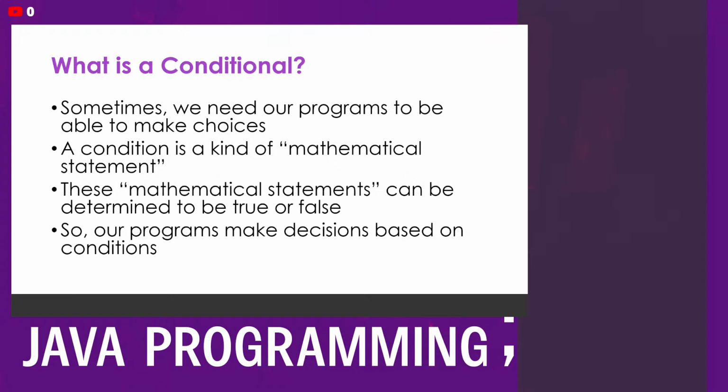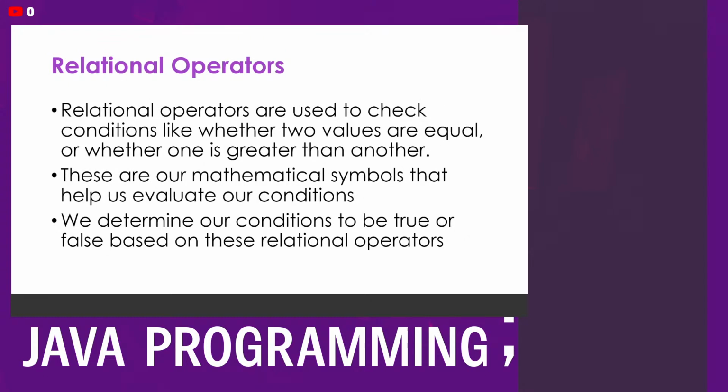Now, in order to make one of these conditions, we have what we call a relational operator. Relational operators are used to check conditions like whether two values are equal to one another, or whether one value is greater than or less than another. These are our mathematical symbols that will help us evaluate our conditions. In the examples in the module, we see some things we've probably seen before: greater than, less than, greater than or equal to, less than or equal to. As we determine whether these conditions are true or false, it runs the associated code accordingly.